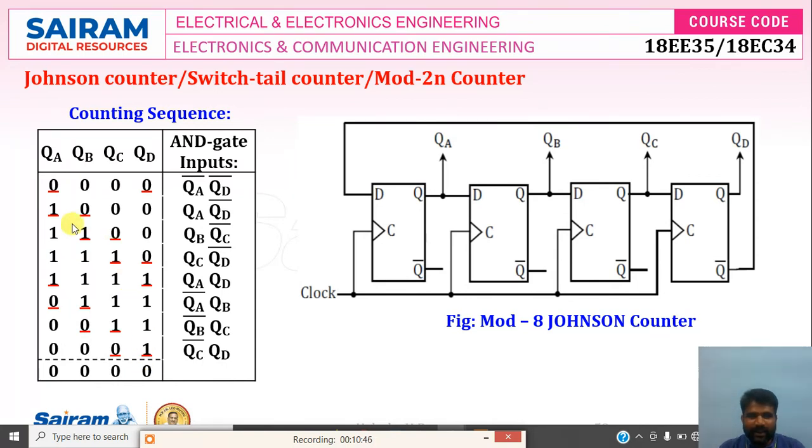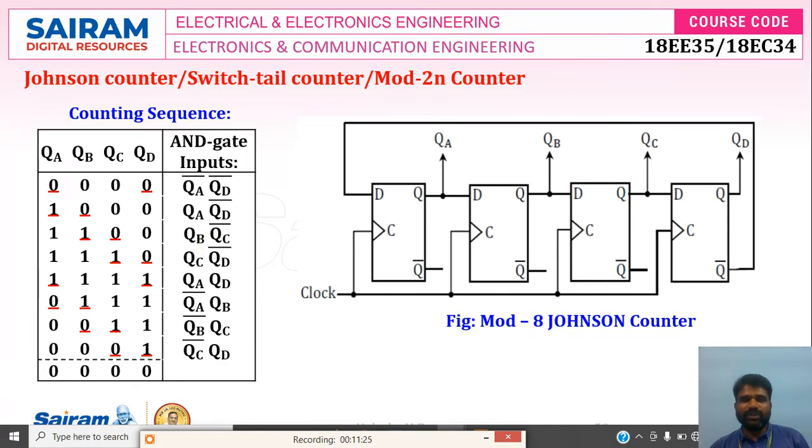Clear? As I said, see, first 0, last 0, is it present in any other states? No, it's not present in any other state. That is why these two are the unique inputs to the AND gate. When our AND gate output is 1, the state becomes 4 zeros. And similarly, see these two states, it is not present in any other state. 1 0 is not present in any other state. Again here, this 1 0 is not present in any other state. Clear? So these are the inputs to the AND gate to identify the states.